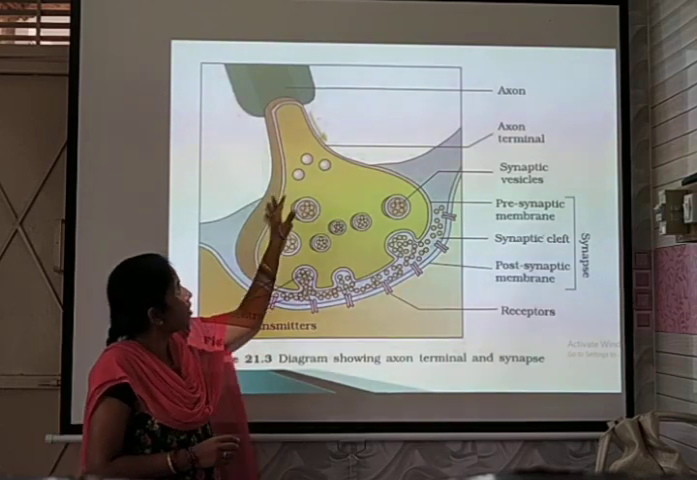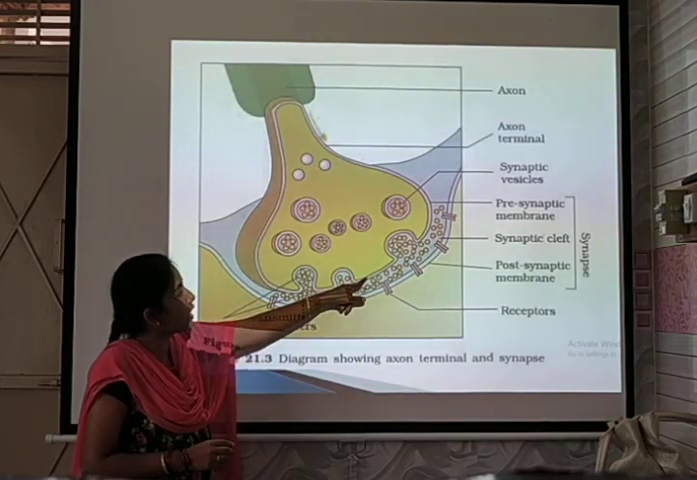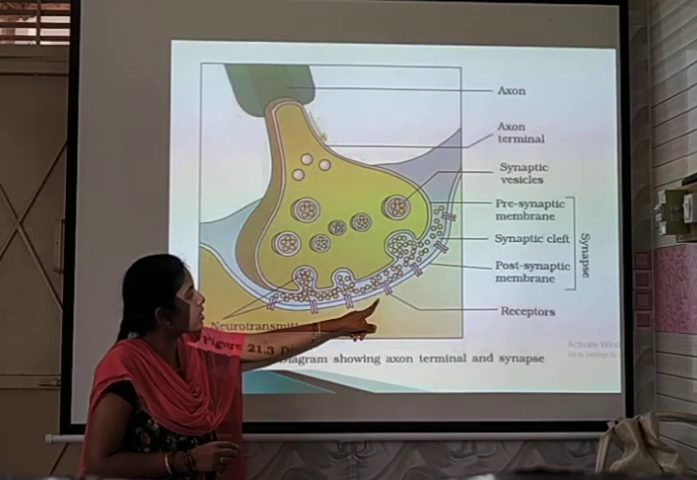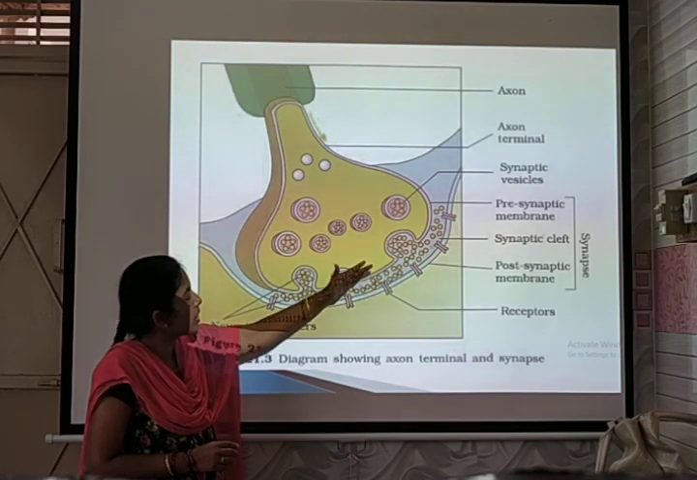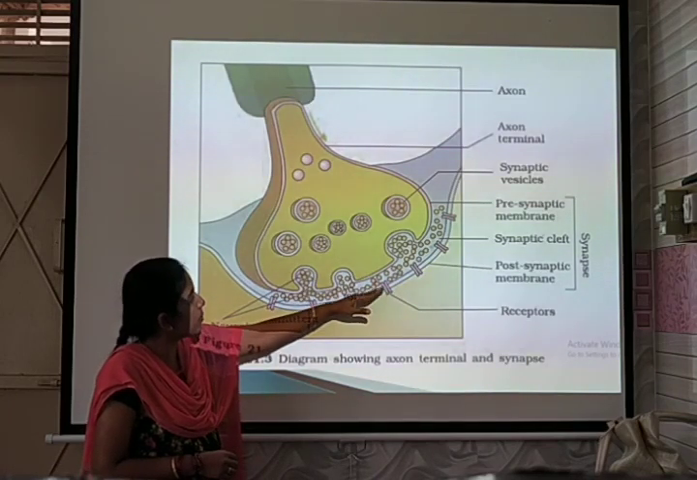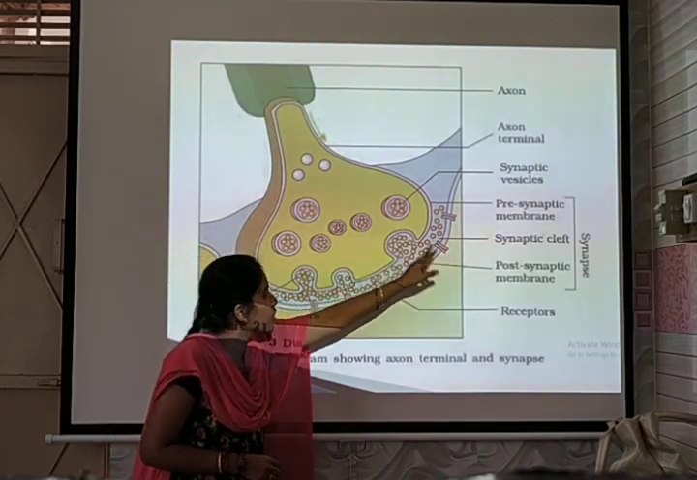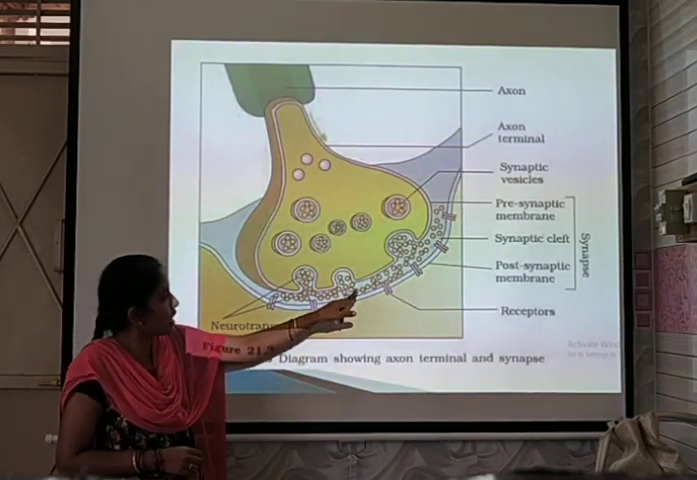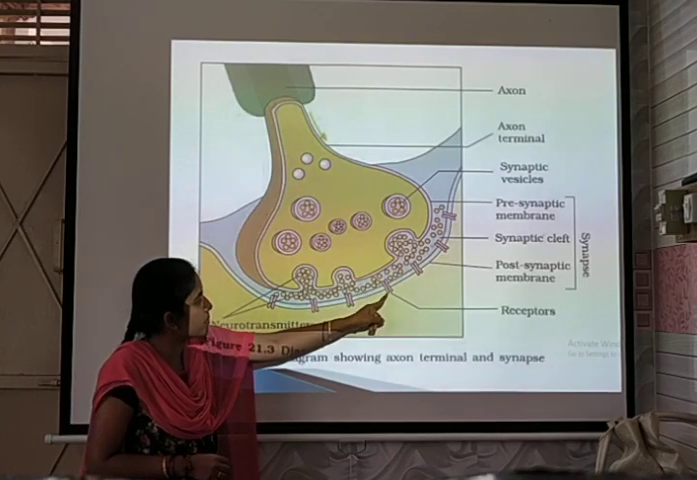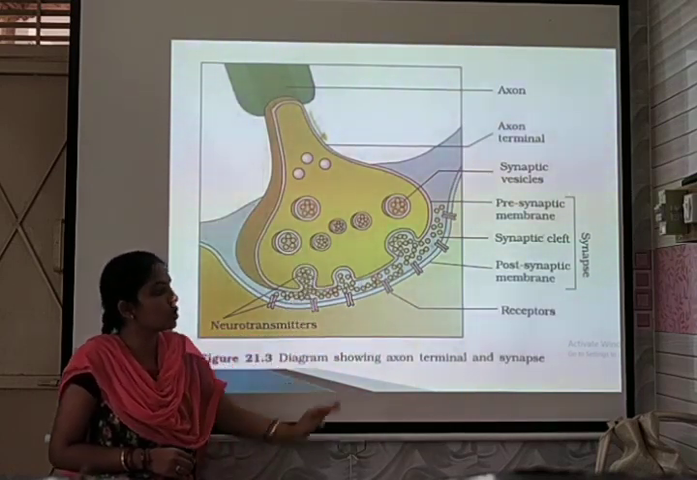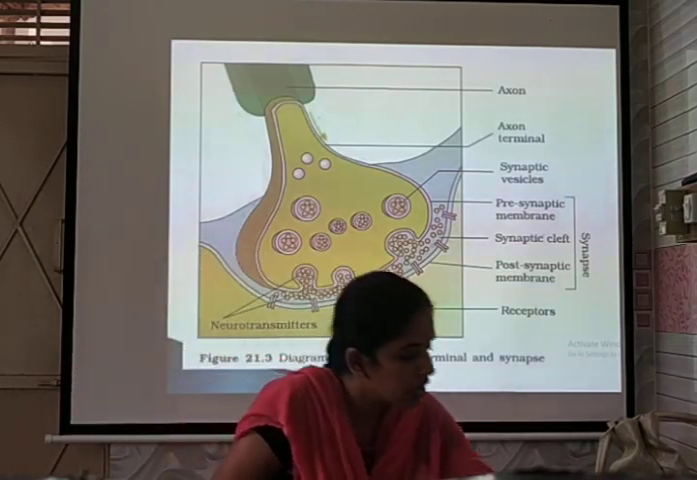Here the synaptic knob terminates with a presynaptic membrane, and next to that is the postsynaptic membrane. The space present between the presynaptic and postsynaptic membrane is called the synaptic cleft, where the neurotransmitters are released. These released neurotransmitters are accepted by the receptors to transmit the signals from one neuron to another neuron.